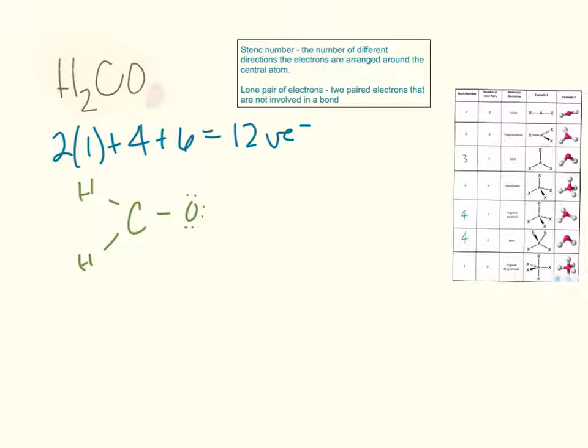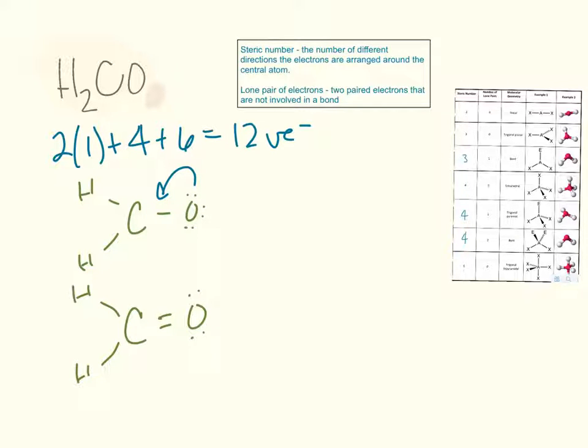Hydrogen, each hydrogen is good. It's got 2. And then oxygen has 8, so it's fine. But this carbon only has 6. And so this oxygen is going to have to share one of these pairs of electrons extra so that carbon stays happy. So it's going to look like this.